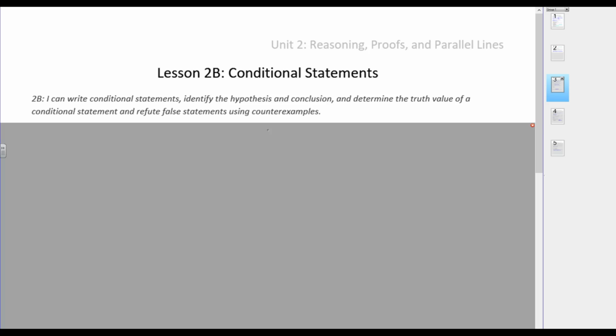Hello, welcome to lesson 2B on conditional statements. In this lesson, we're going to learn how to write conditional statements, identify the hypothesis and conclusion, and determine the truth value of a conditional statement and refute false statements with counterexamples.